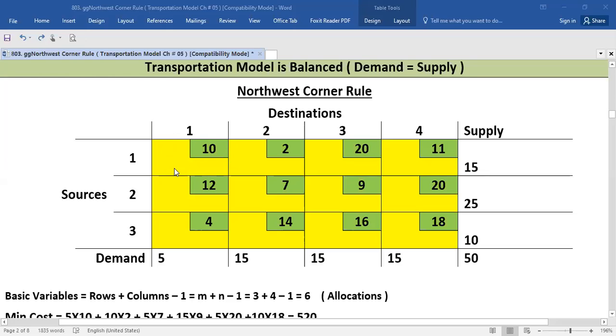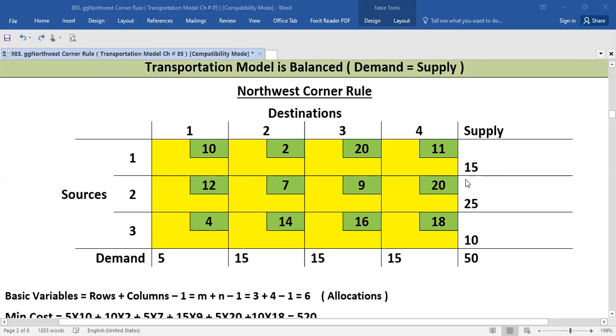Here we have 12 cells, 3 rows and 4 columns. This is the first cell. Here we will start our northwest corner rule. So first of all, we will see how much is the demand. The demand is 5 in this column, and in this row, the supply is 15.